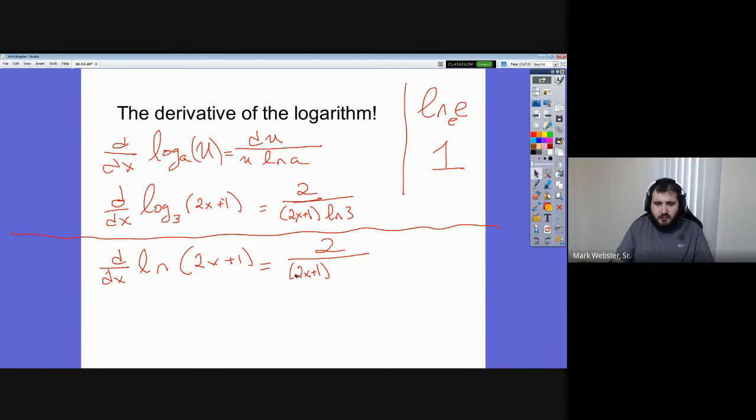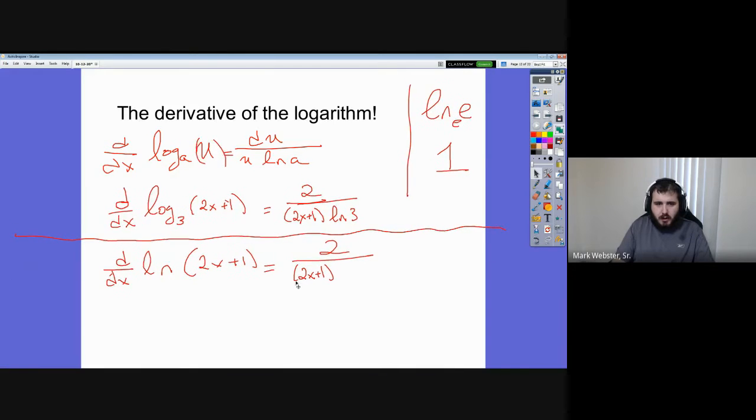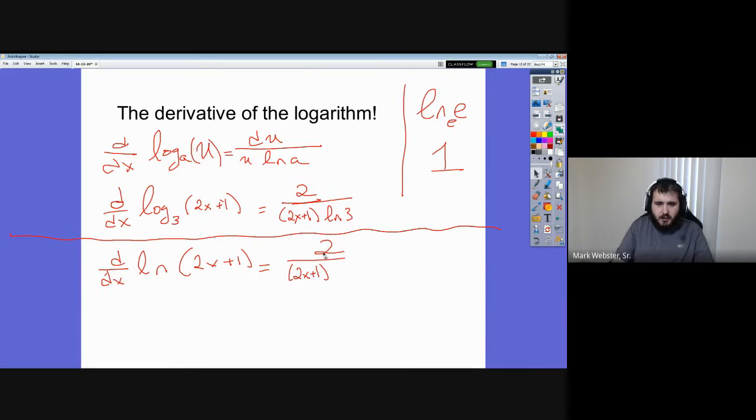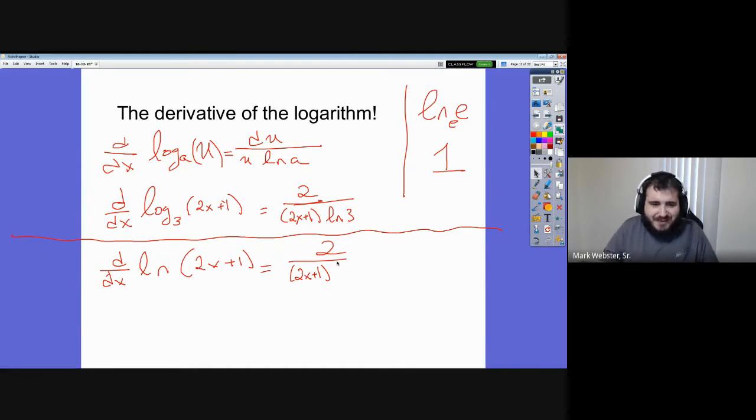That's sort of the best part about this whole thing, is that natural log is the most common situation, and it's also simultaneously the easiest situation. The log base a, I sort of have to think about this one a little bit sometimes just to remember where this extra factor goes.